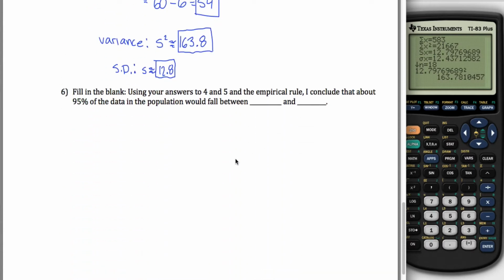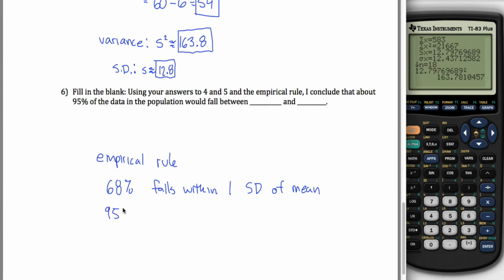Fill in the blank. Using your answers to 4 and 5 and the empirical rule. Okay, empirical rule tells me that 68% of the data falls within 1 standard deviation of the mean, and 95% of the data falls within 2 standard deviations of the mean, and 99.7, damn near all of it, percent of the data falls within 3 standard deviations of the mean. This is what the empirical rule tells us.